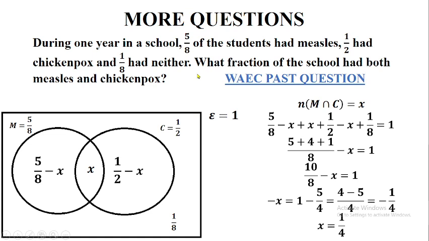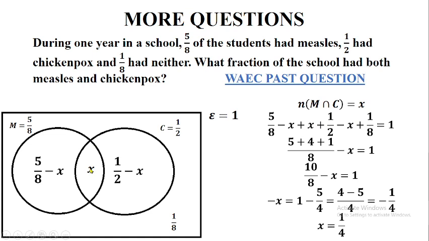So that means there are some students that did not have any of these diseases. They are going to be outside measles and chickenpox, but inside the universal set. So we have 1/8 here. They don't have any disease. What fraction of the school had both measles and chickenpox? So that means you are looking for the intersection between measles and chickenpox, which we can represent with a variable x.